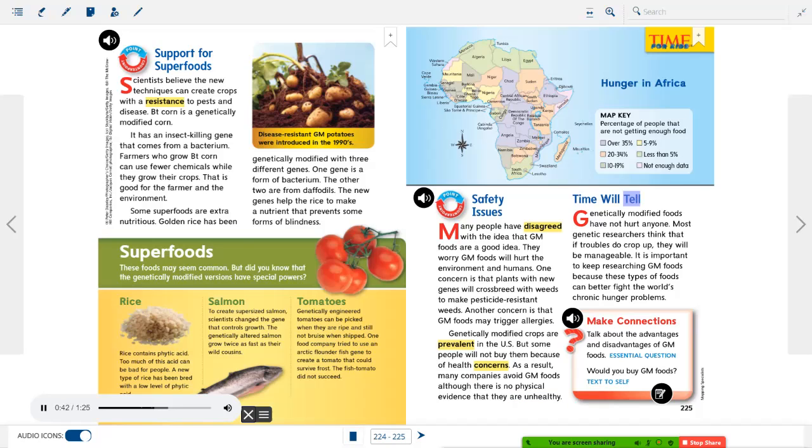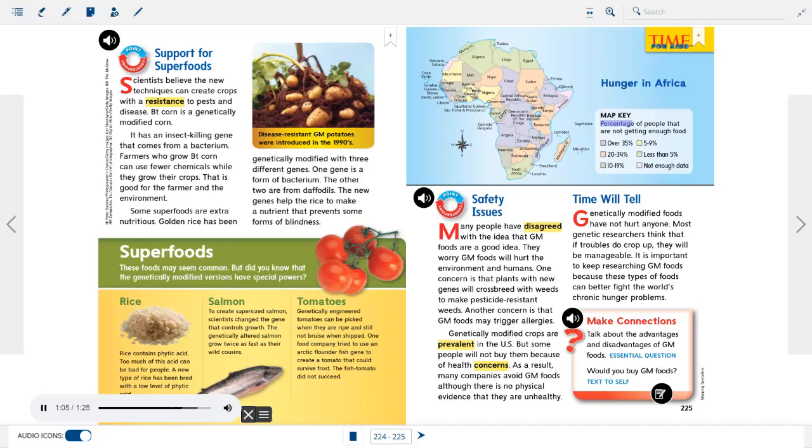Time will tell. Genetically modified foods have not hurt anyone. Most genetic researchers think that if troubles do crop up, they will be manageable. It is important to keep researching GM foods because these types of foods can better fight the world's chronic hunger problems. Hunger in Africa.